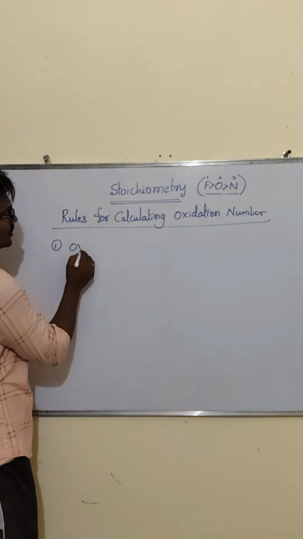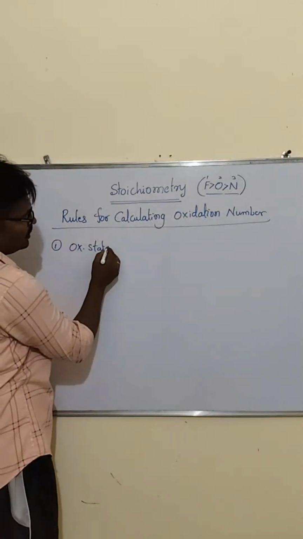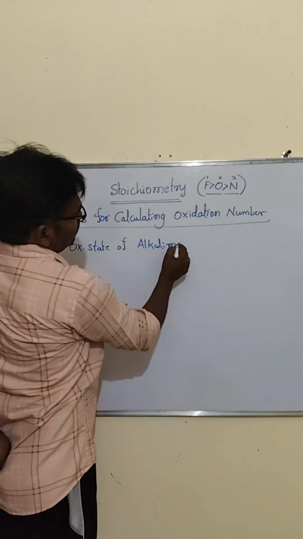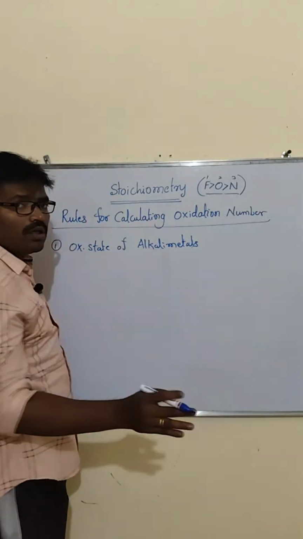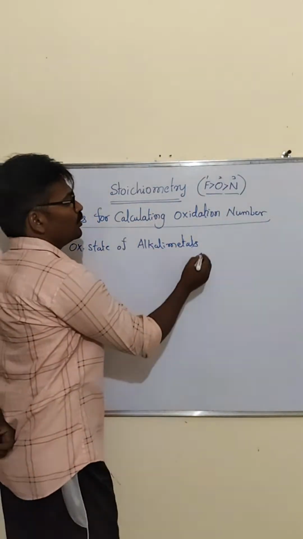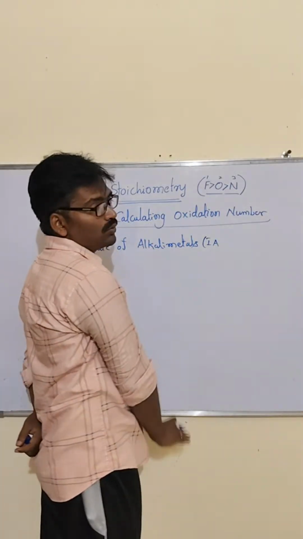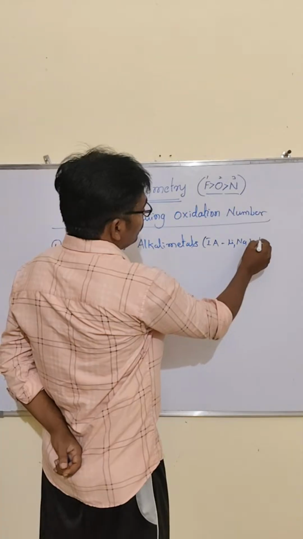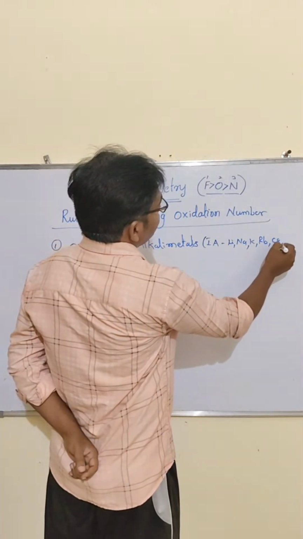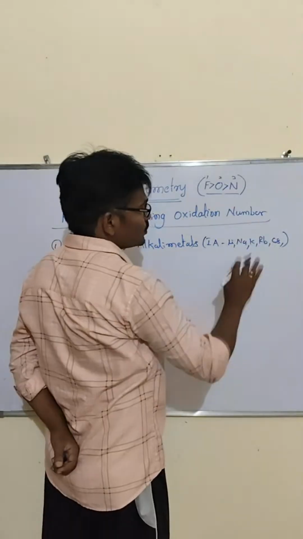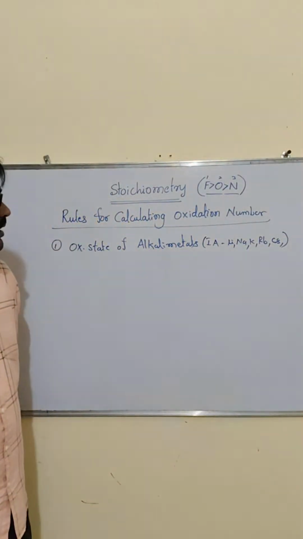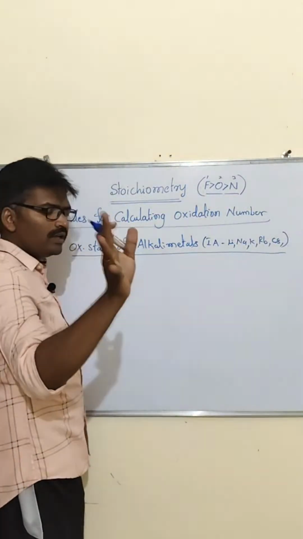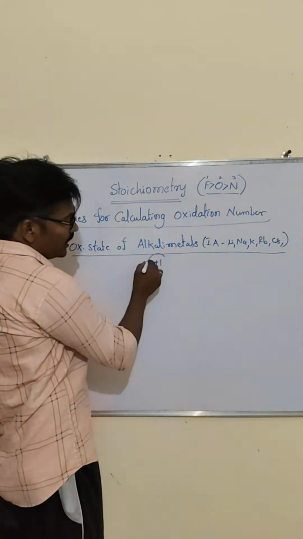Oxidation state of alkali metals. Which are the alkali metals? First A group elements. What are the first A group elements? Lithium, sodium, potassium, rubidium, cesium, then of course francium also, but it's a radioactive element, need not discuss. The oxidation state of alkali metals is always +1 charge wherever it will be.